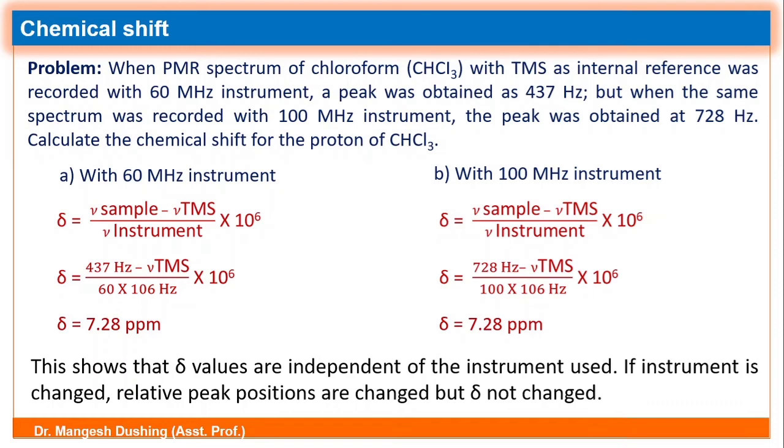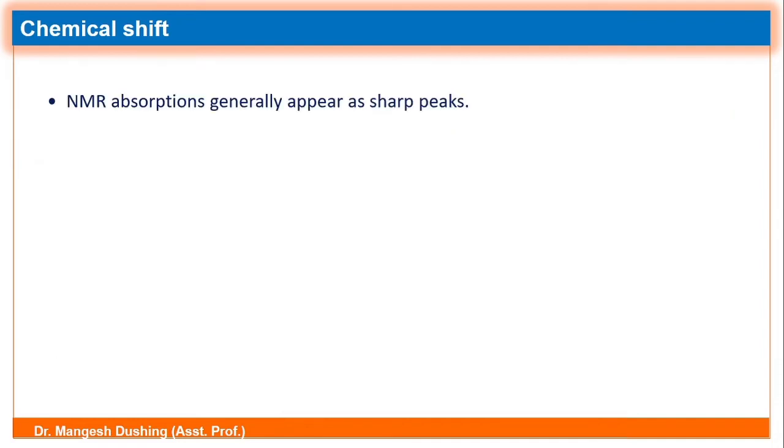Even if we use NMR spectrum instruments of different frequencies, the chemical shift does not change. The absorption frequency may change, but the chemical shift is not going to change. Chemical shifts are constant. Chemical shifts are independent of the instrument used.